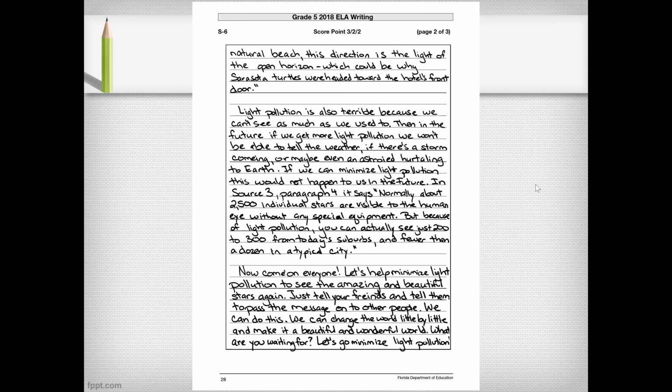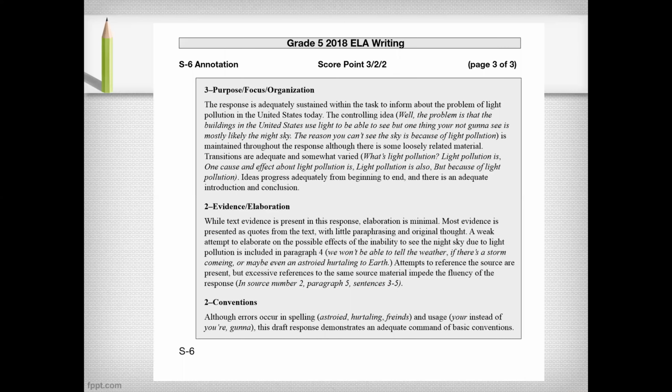Thank you. All right, let's take a look at the annotations for this piece. It's really interesting to see the descriptions. So what we see here is, again, that it's adequately sustained for your PFO, giving that controlling idea, remaining maintained throughout the response. There may be a little bit more loosely related material here, but it's not enough to drop this to a 2 in PFO. Really, overall, it's adequate in this domain.